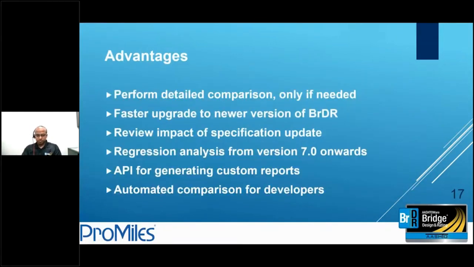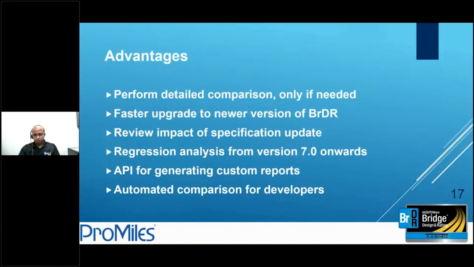The advantages, I think I've already mentioned a little bit. You can do a detailed comparison only if you need to. There is also a checkbox that I think we'll talk about more. You can choose not to generate your level 3 data, and you can go to level 3 or level 2 only if you are not comfortable with your level 1 data. So it's an engineer's choice as to whether they want to do a deep dive or not. Also, this provides a path for upgrading to a newer version a lot faster than what states have done historically. And it's a quick way of getting a comfort level with the new version of BRDR.